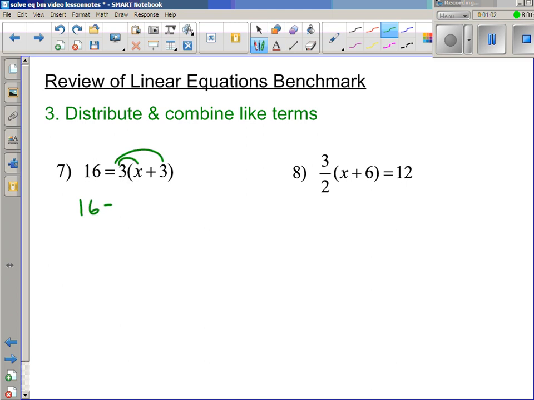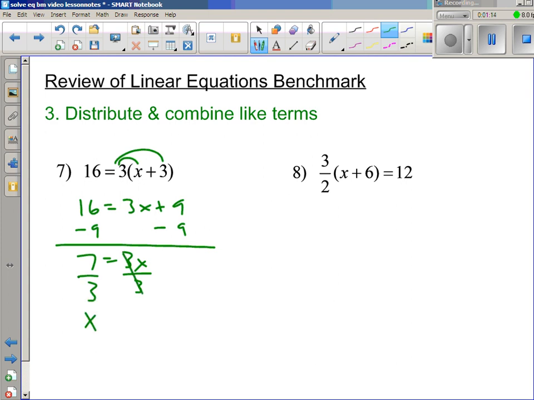We get 16 equals 3x plus 9. And now it's a two-step problem, fairly easy. Subtract 9 from both sides. 7 equals 3x. Divide by 3. x equals 7/3, and we leave it in that form. Number 8, I'd ask you to give it a try and see where you get to, and then we'll pick back up. So hit pause.